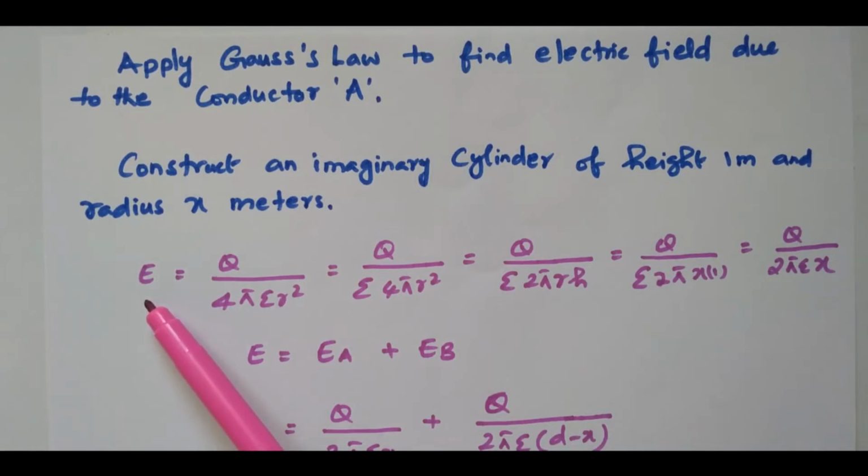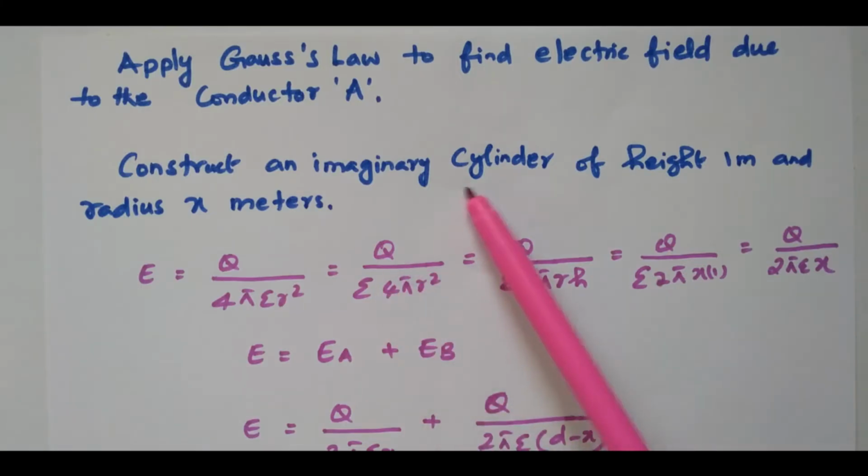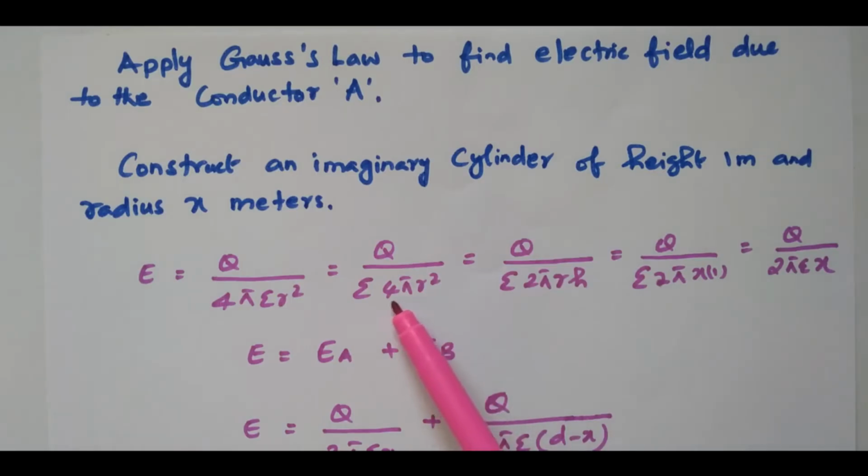The general formula for E equal to Q divided by 4 pi epsilon r square. That can be rewritten as Q divided by epsilon 4 pi r square, since 4 pi r square refers to the sphere. Normally we consider the charges to be in the form of a sphere, but here we are using a cylinder. So this term is replaced by the area of the cylinder, 2 pi r h. Especially in this derivation we are using a cylinder.